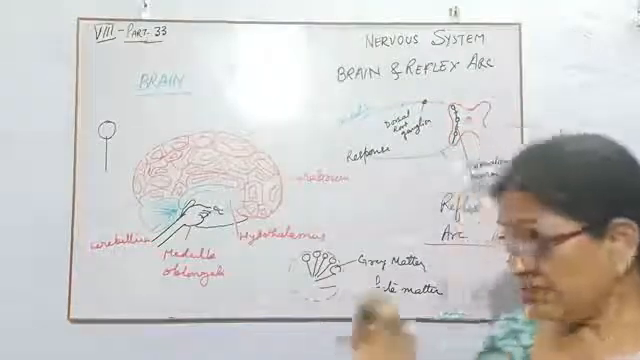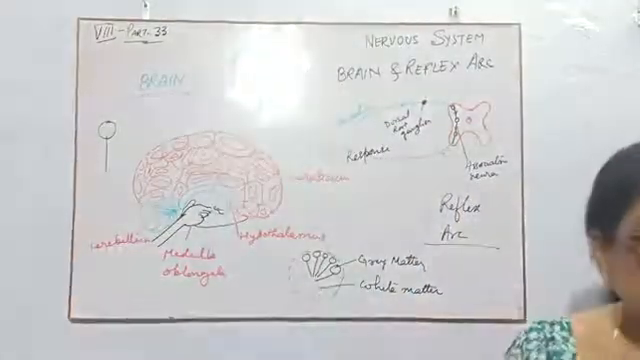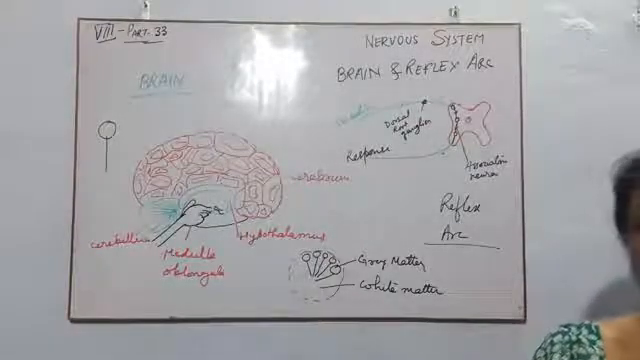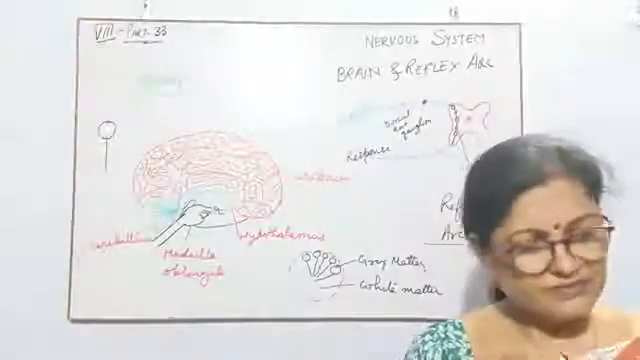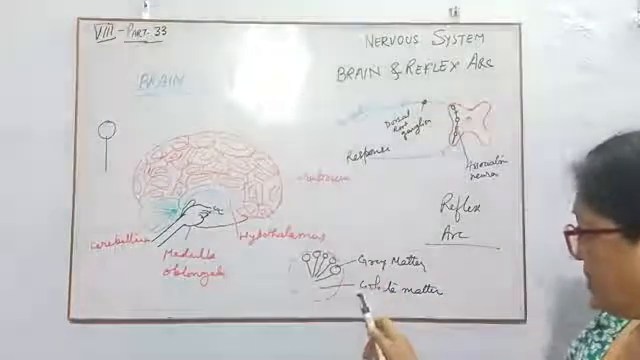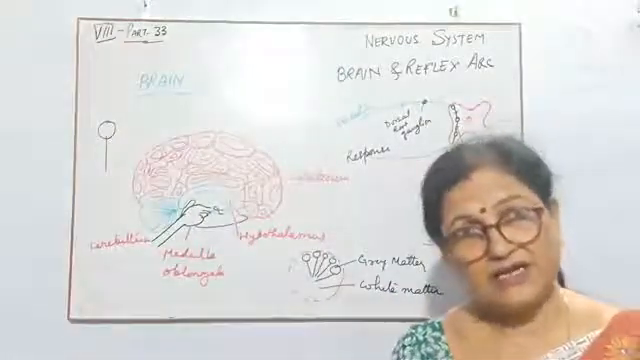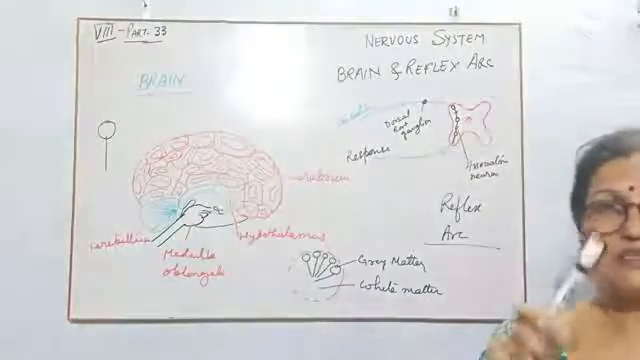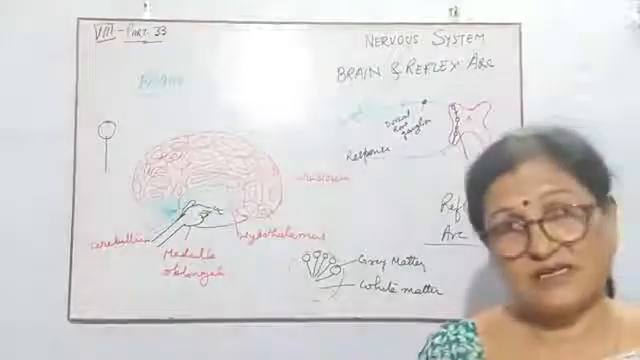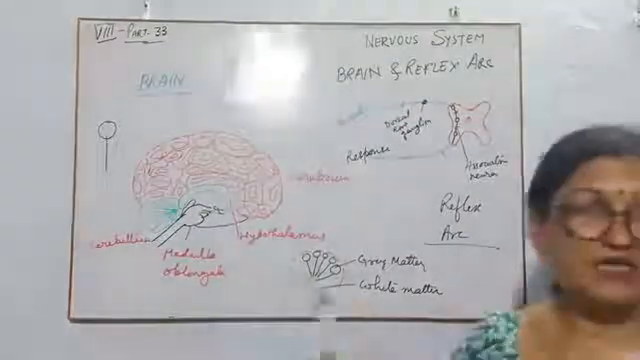So children, in medulla and spinal cord, this arrangement is different. Outside is white matter, inner side is grey matter. So children, please don't worry about it. But you should know that cerebrum and cerebellum have grey matter and white matter, outside grey matter, inside white matter. But in medulla and spinal cord, when I teach the reflex arc, I will tell you that grey matter will be inside and white matter will be outside.